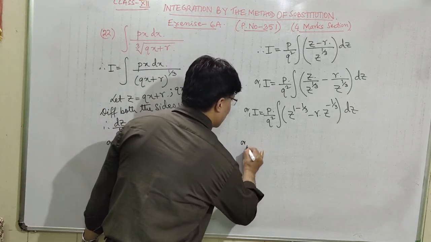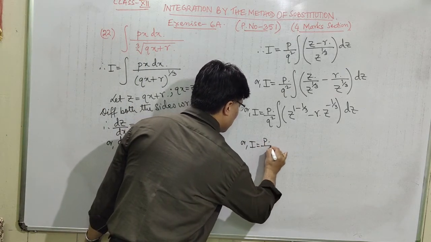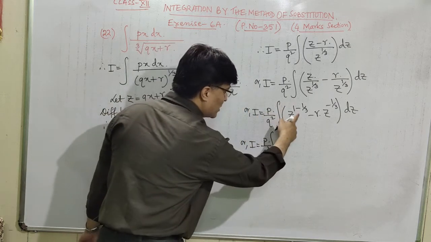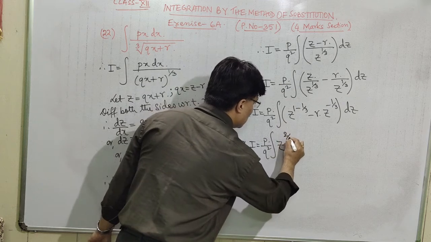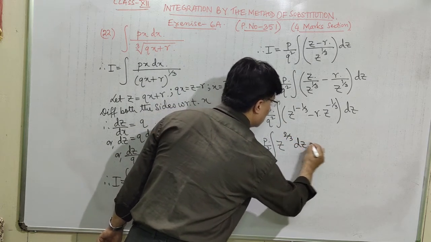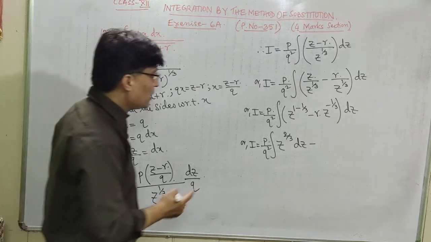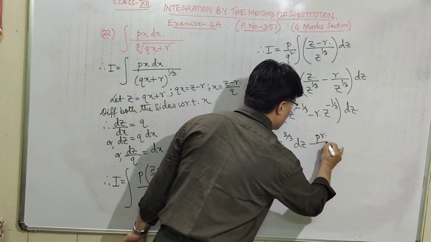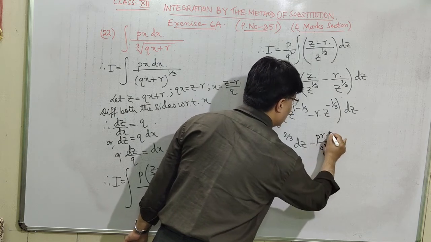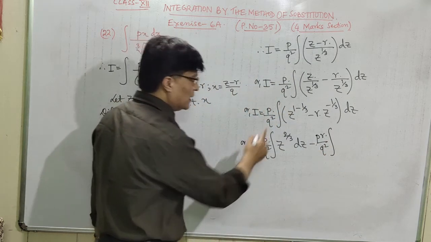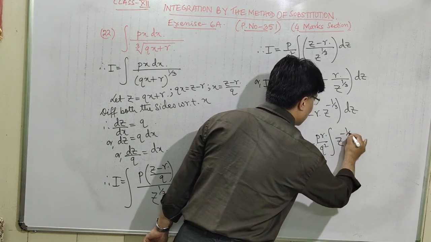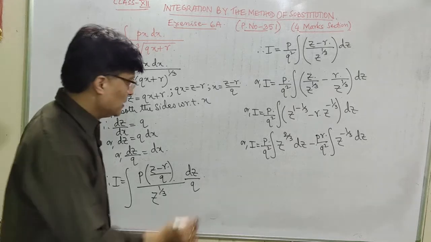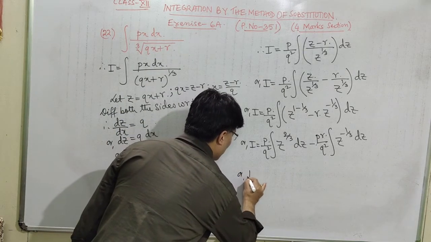Now we can separate the terms. So it is p by q square integration of z to the power, what is 1 minus 1/3? 3 ones are 3 minus 1 is 2 by 3, dz, minus, r being constant taken outside, pr by q square integral of z to the power minus 1/3 dz. I think you have understood it. So let us simplify it. Let us use the formula.